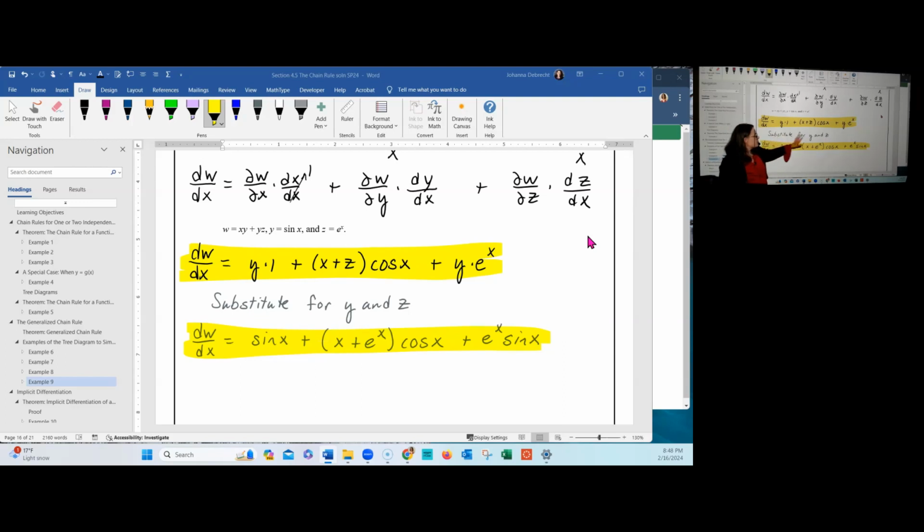If we want to substitute for y and z, we can get the derivative, the straight italicized letter d, derivative of w with respect to x, in terms of only x, giving us sine x plus the quantity x plus e to the x, all multiplied by cosine of x, then plus e to the x times sine of x.